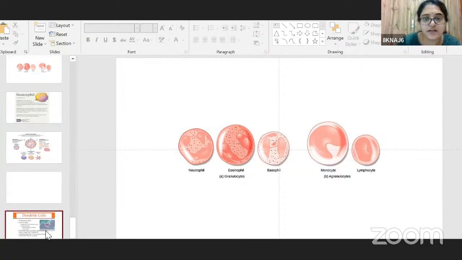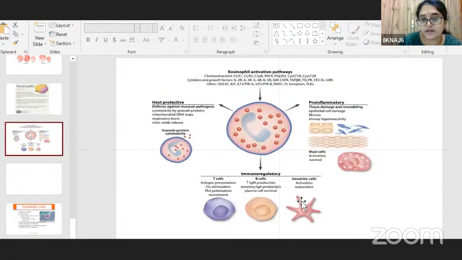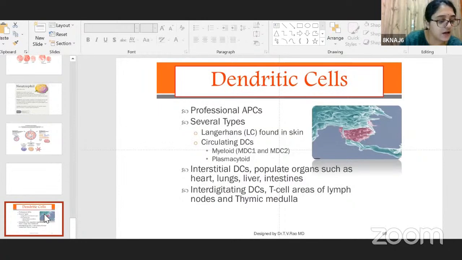Now let us look into the dendritic cells. They are irregularly shaped, and you get to see that they are of different kinds. They have thread-like, finger-like cytoplasm, and this surrounds the cell membrane. They are found in most of the tissues in the body. They are also the professional antigen-presenting cells, or the APCs.